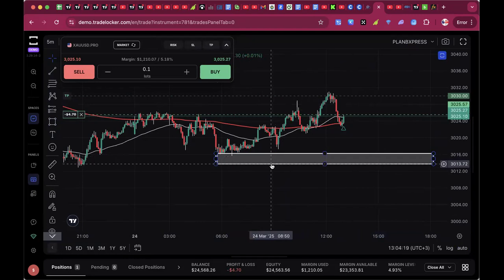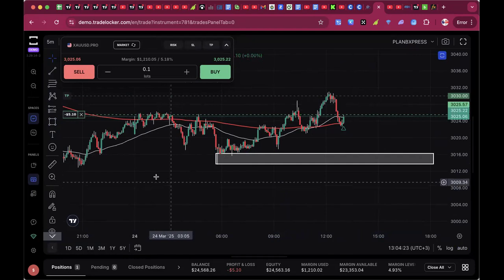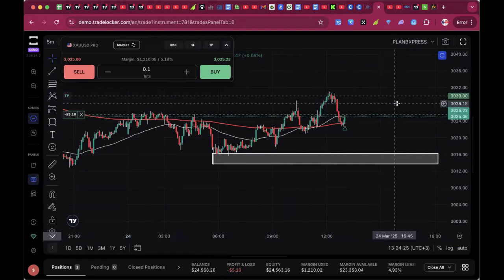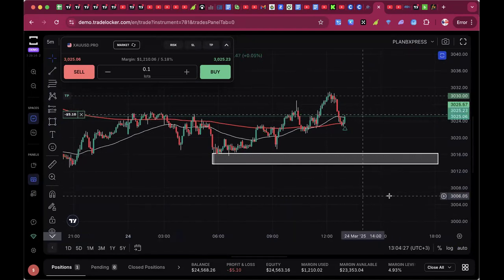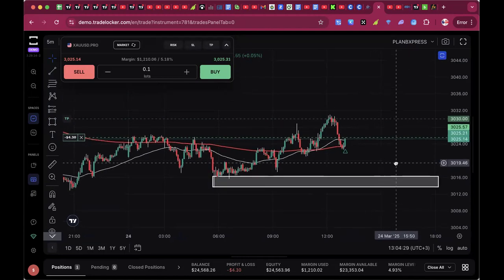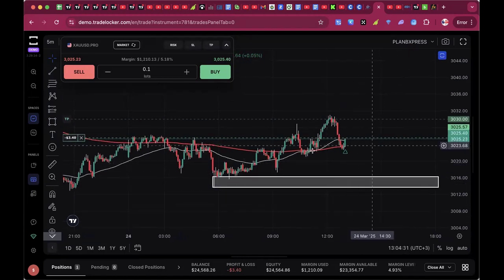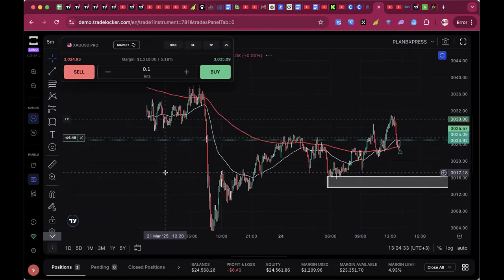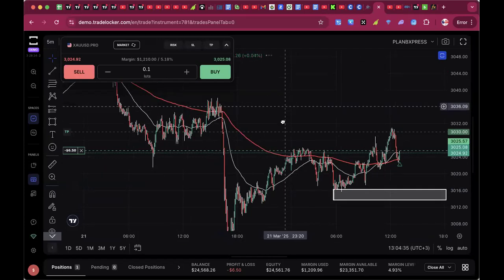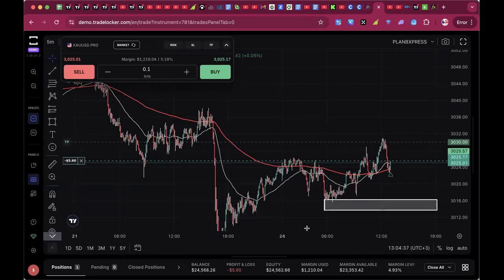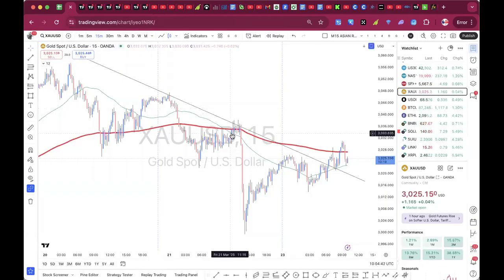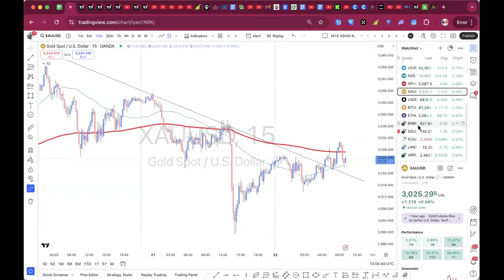which is 3013. Okay, 3013 before pumping up. All right, so that's one of the things. So following your trade, following your direction, working with your plan.